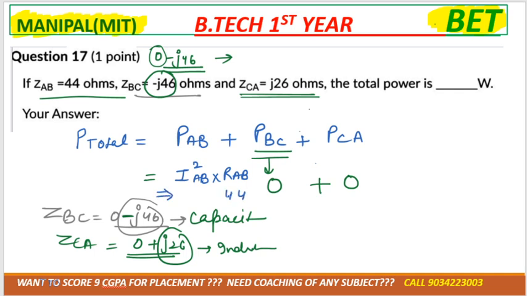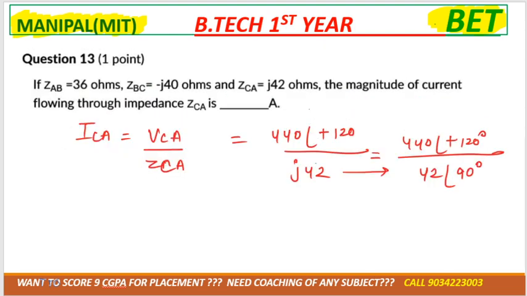RAB is given as 44. The current we have calculated in the previous cases, so you can find the value of the current, and then that would give the total power. Or you can get the current: the formula is I equals VPH divided by ZPH, right? VPH is how much? 440, because they have given you the standard voltage. It is given as 440, right?